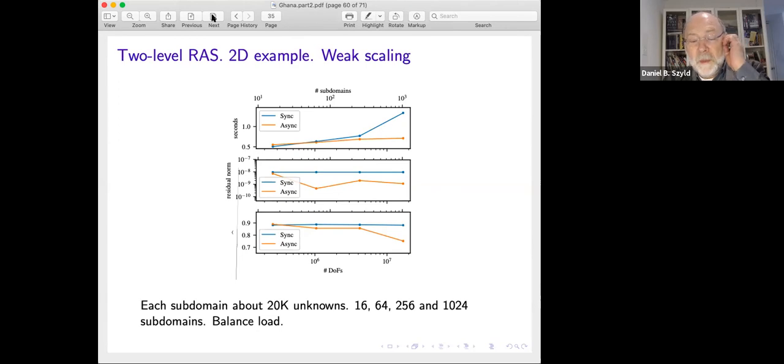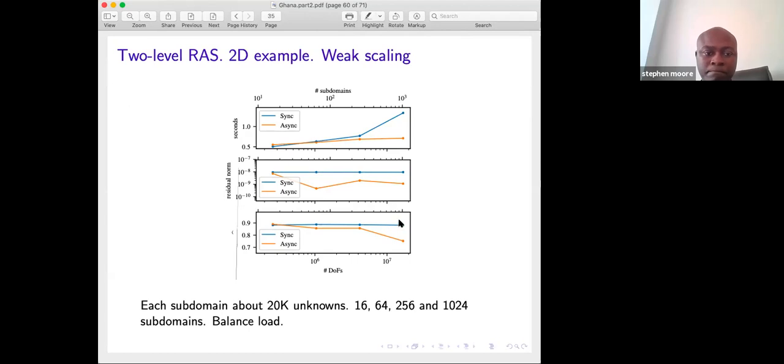Now, this is a weak scaling experiment. So each subdomain is maintained at the same number of unknowns. And you grow the problem as you grow the number of subdomains. And here you see that the synchronous method, the blue, grows and then it becomes super slow, much slower. And this is reflected also in the convergence factor.